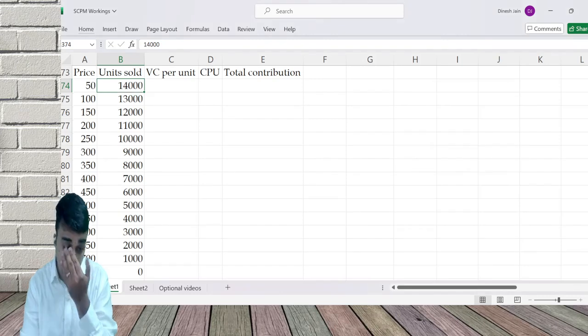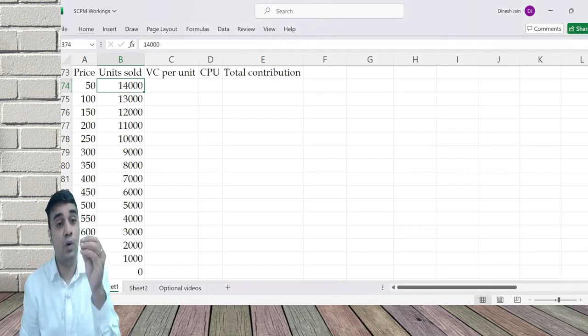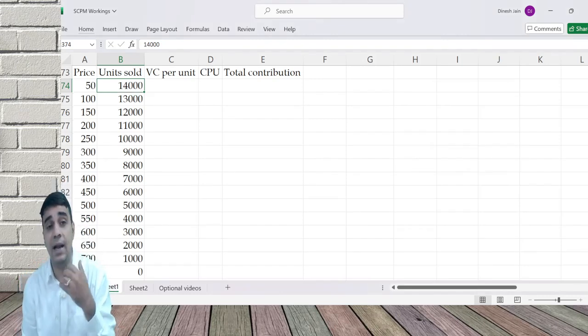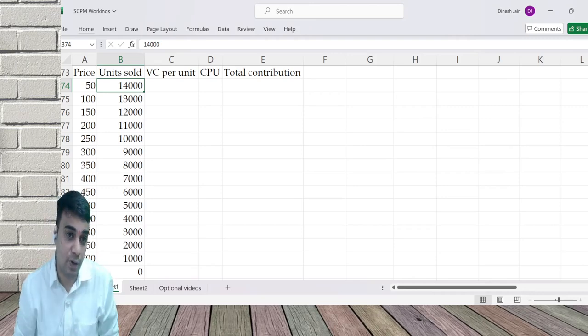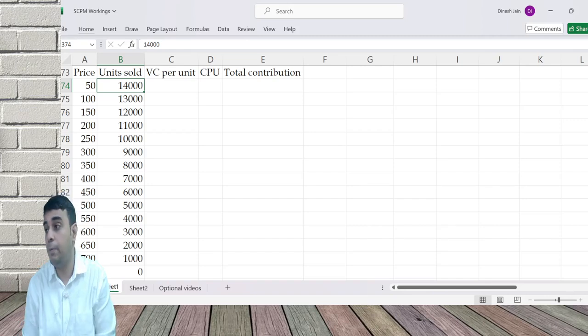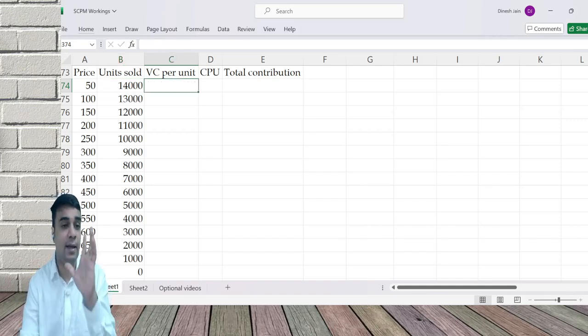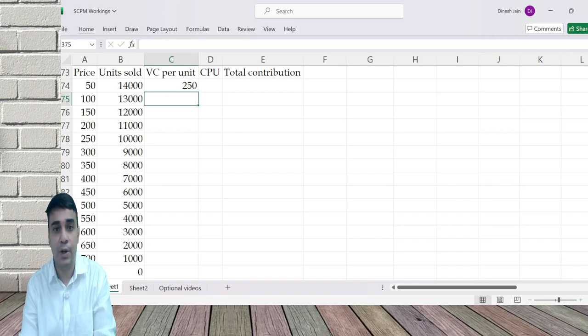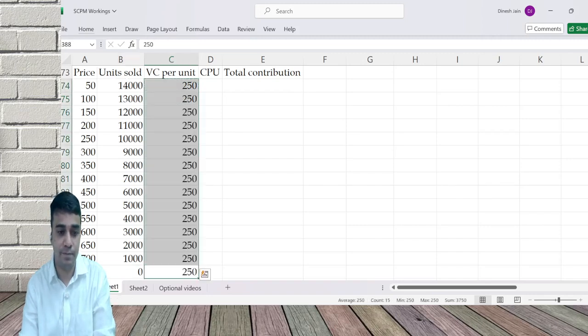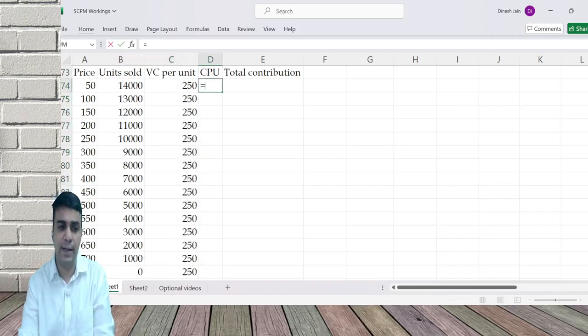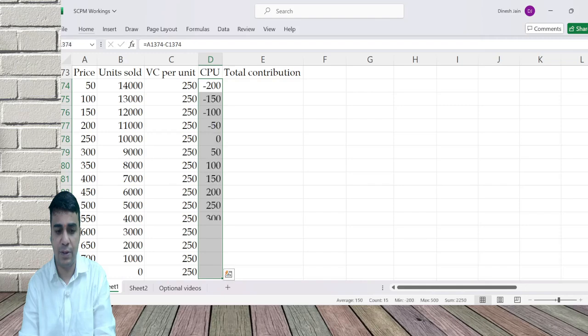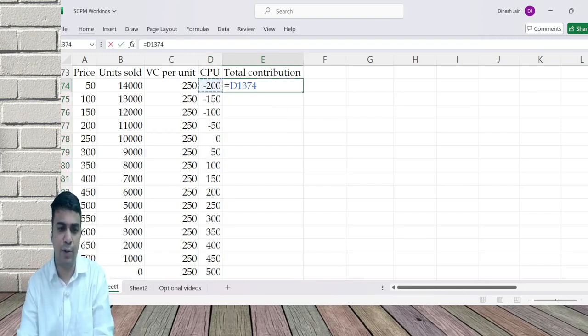Now what is profit maximization? This question will give you 2-3 data points and tell you what is the optimum price. What is optimum price? The one which gives you maximum profit. Let's understand, variable cost given in the question is 250 per unit. In Excel, I can do detailed calculation. I'm making negative contribution and positive contribution, and this is my total contribution.